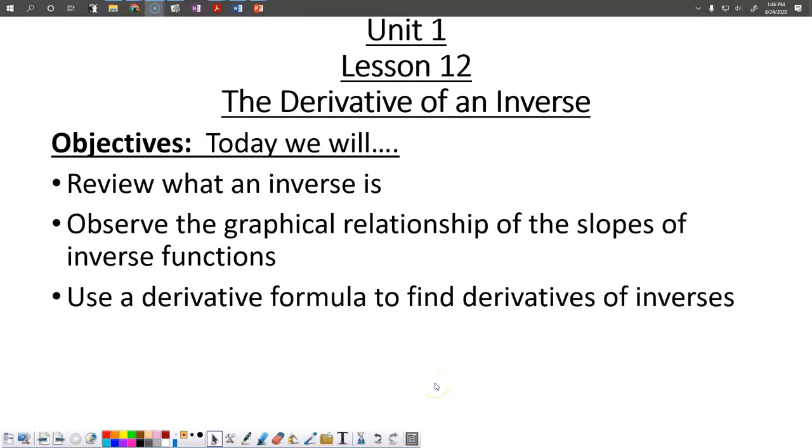Alright guys, welcome to lesson 1.12. We're almost there at the end of unit 1. Got one more after this. We're going to talk about inverses today.